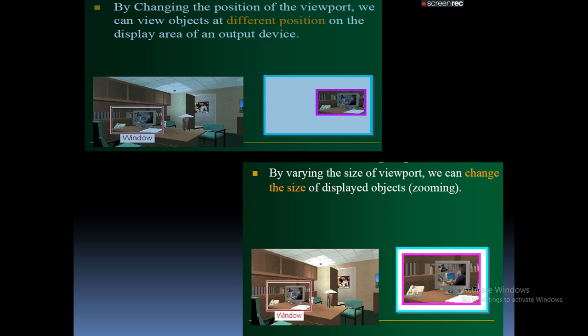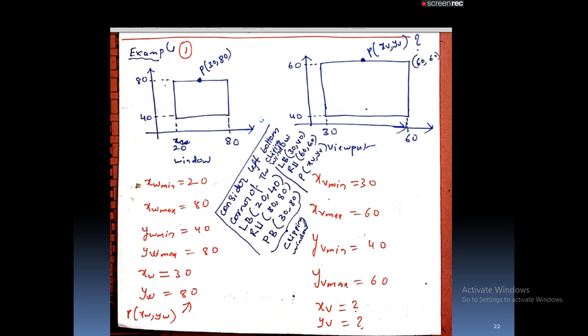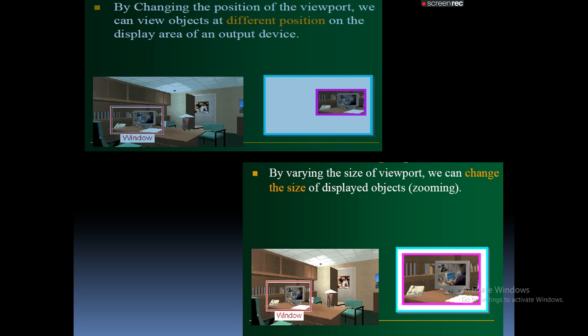So these are the properties of the viewport we need to remember whenever we are projecting, or whenever we are viewing a two-dimensional object on the screen of the monitor. So this is about how we can convert viewing coordinate to viewport coordinate.